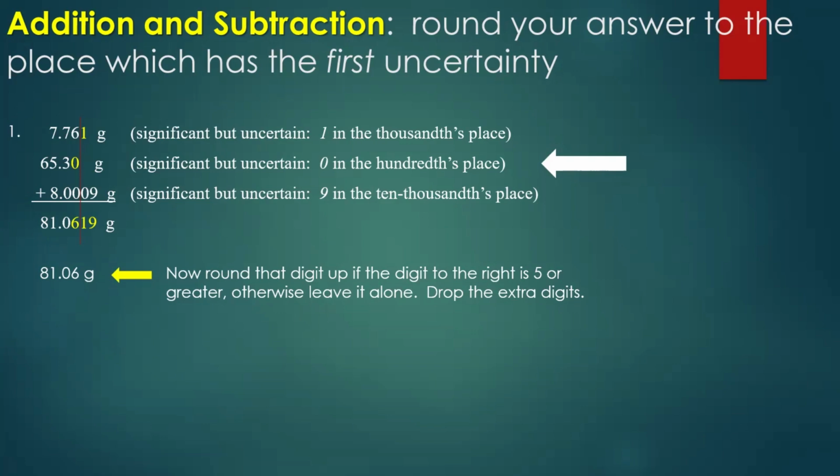So I drew that red line there. Now we need to look at the number to the right of the 6 and decide if it's 5 or greater, then we would round up and make that 6 into a 7. But if it's 4 or less, then we leave it alone. So our final answer is going to be right here, 81.06 grams. All right, so that's our first problem.